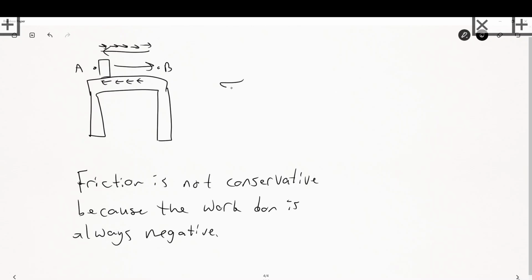What that means is that when you compute the total work for going from A to B and then going back from B to A, you're going to get the work from A to B plus the work from B to A is going to be strictly less than 0. And so it can't equal 0, and that means that the friction is not a conservative force.